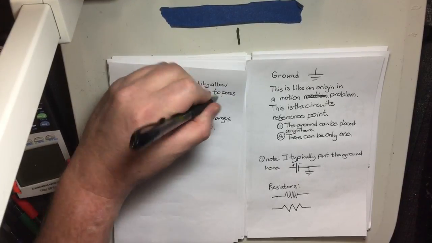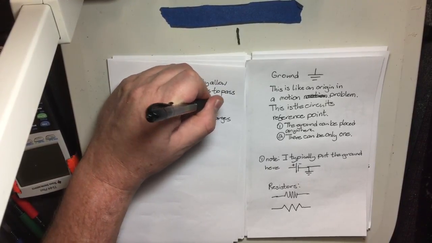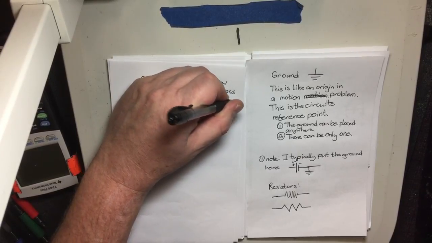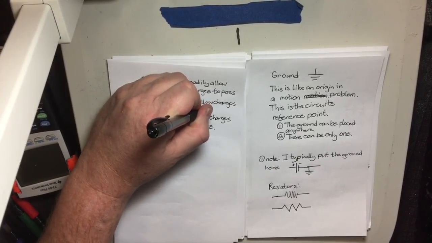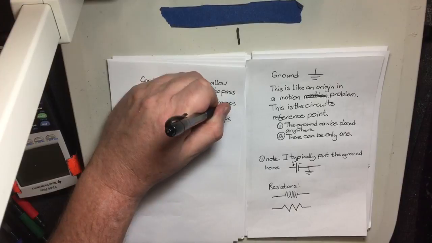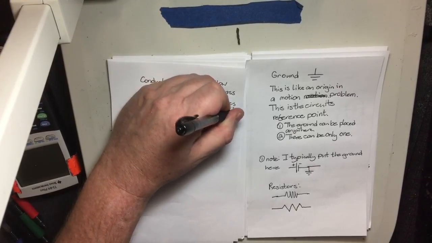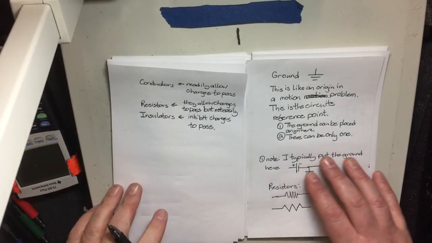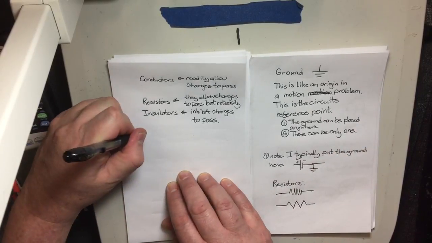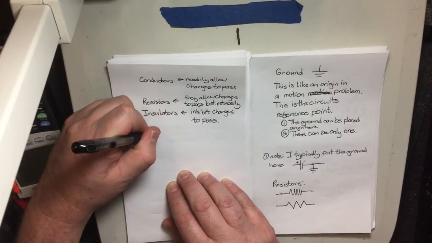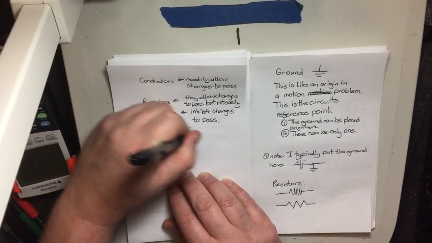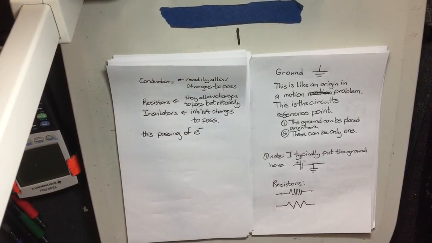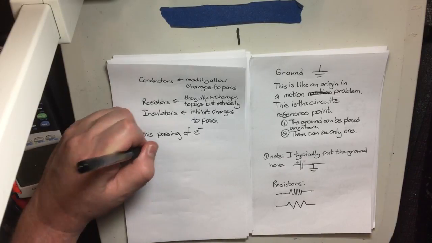They allow charges to pass, but not easily. This passing of electrons, which I'll just write E with the minus sign, is known as current.